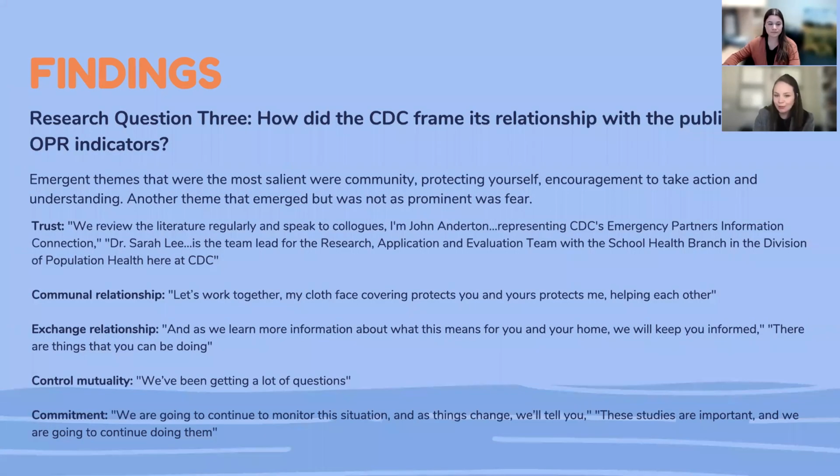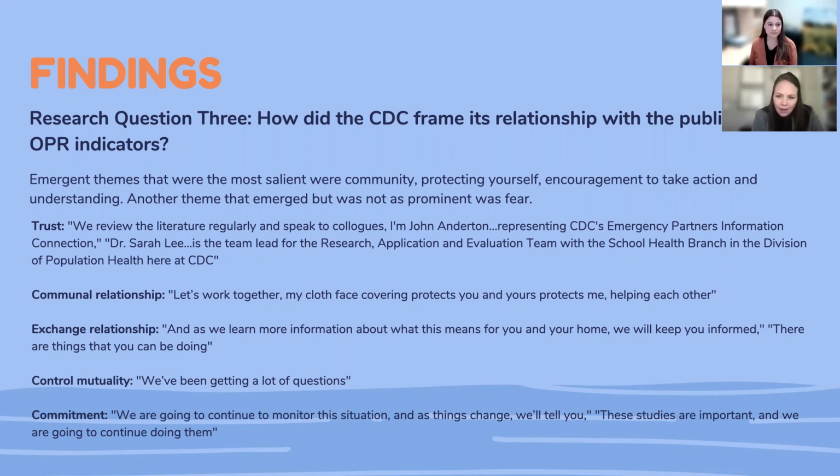Then for our third research question, the question was, how did the CDC frame its relationship with the public using OPR indicators? Valentina talked a little bit about those OPR indicators earlier. So I'm going to read through some of these, give you some examples, and tell you how we decided to code certain statements with each indicator. Some of the ones that were most salient in these videos were community, protecting yourself, encouragement to take action, and understanding.